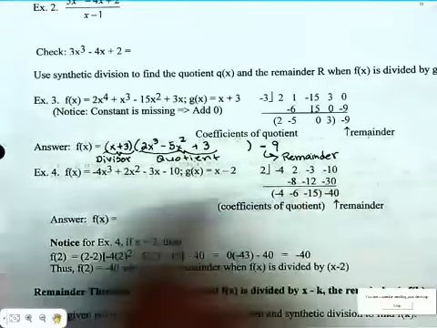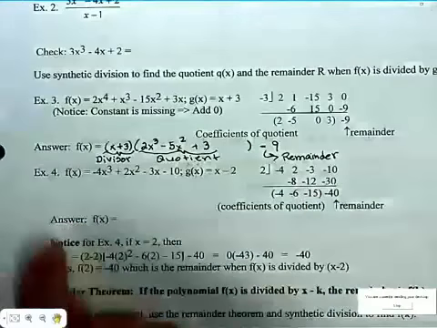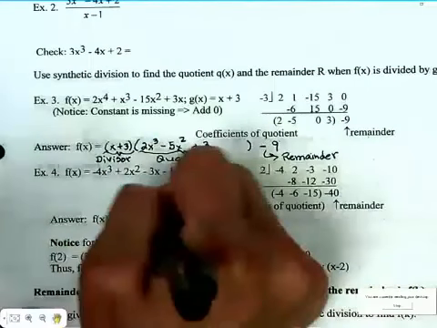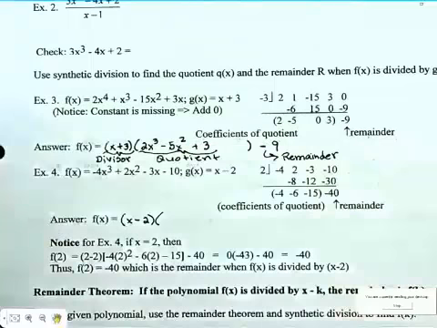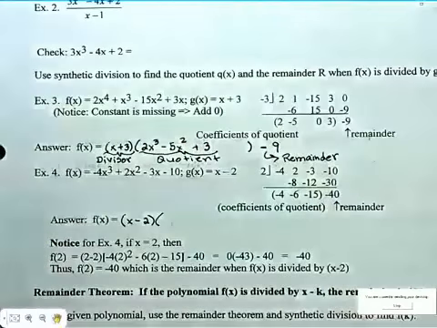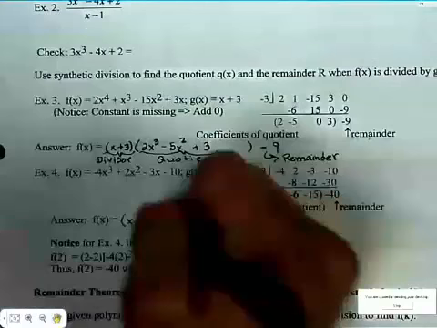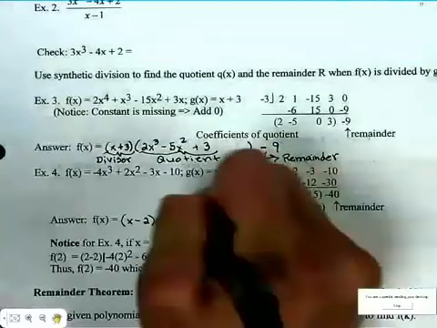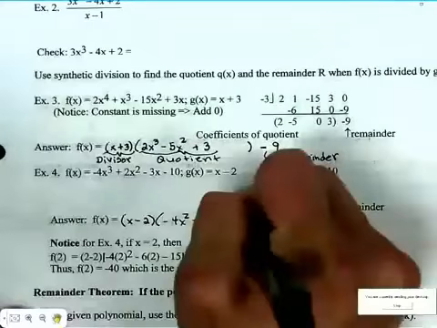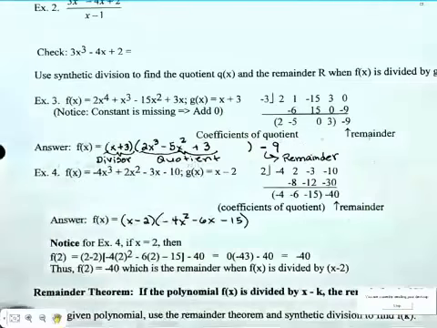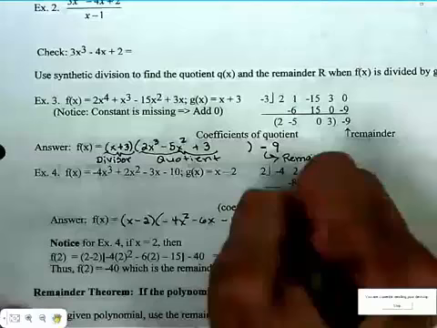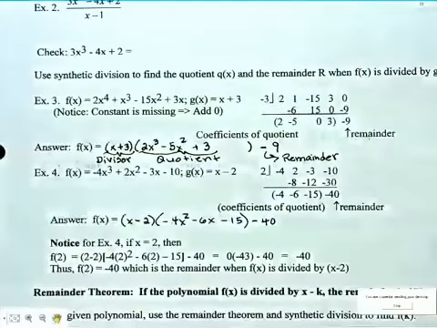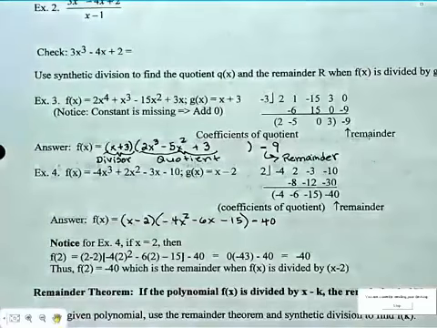I want to write this answer as the divisor, which was x minus 2, times, what's the quotient? Negative 4x squared minus 6x minus 15, and then the remainder you could either write plus negative 40 or just minus 40. But make sure when you're typing your answer in my math lab, you do say the remainder is negative 40. Type the negative in as part of the remainder.